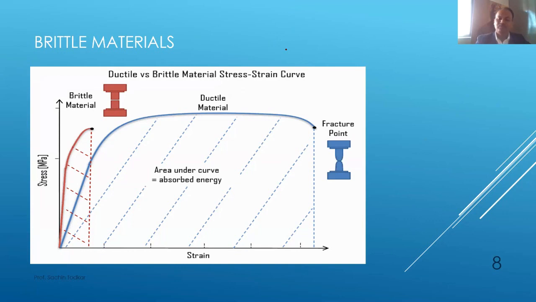Okay. Now for brittle materials, we have seen for ductile materials the stress strain curve from Y to R is very lengthy. But in case of brittle materials like cast iron, etc.